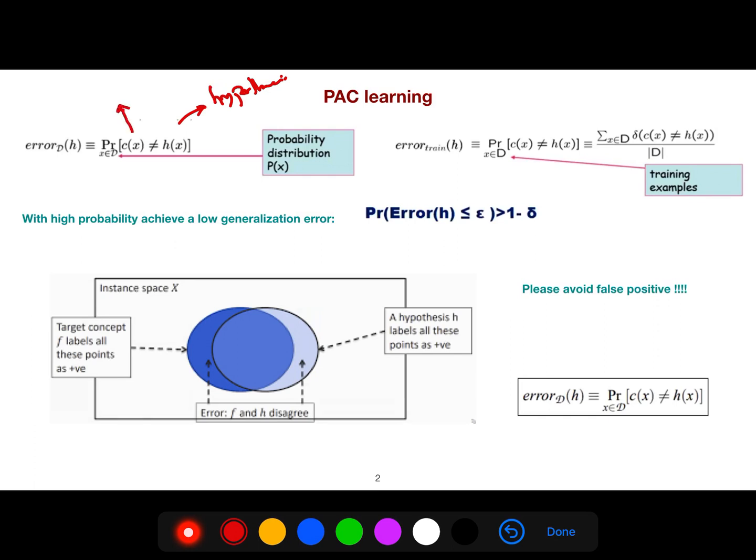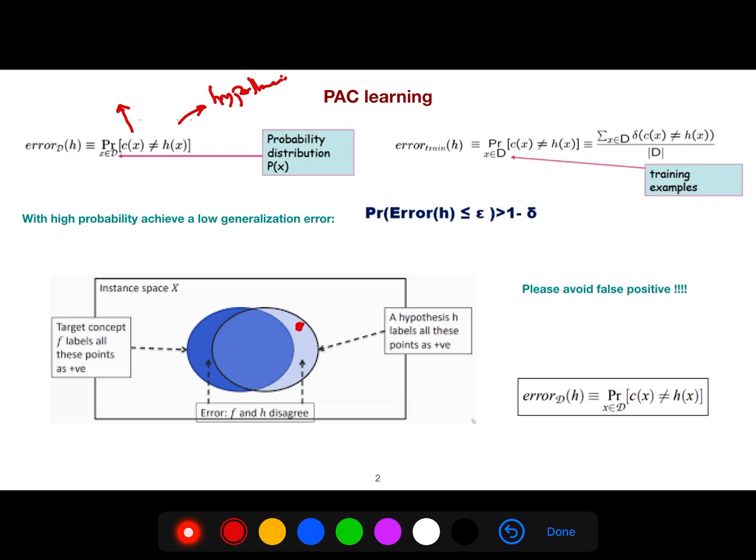true ground truth. We call it a concept. What is the probability that your concept says a different thing than your hypothesis? For example, here it says she has a cancer, but this one, the blue one, says no. So we have lots of false positives, false negatives, and those things.